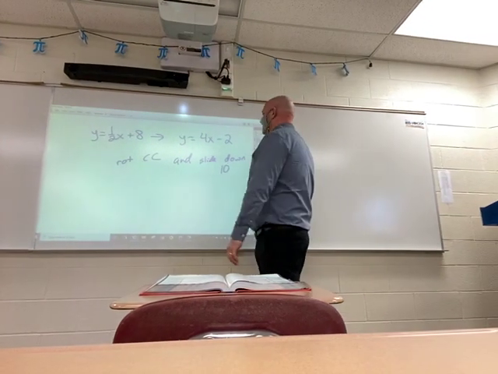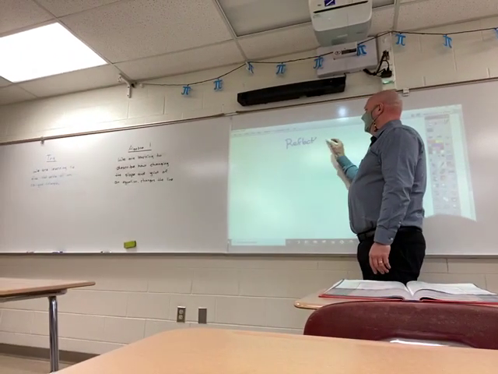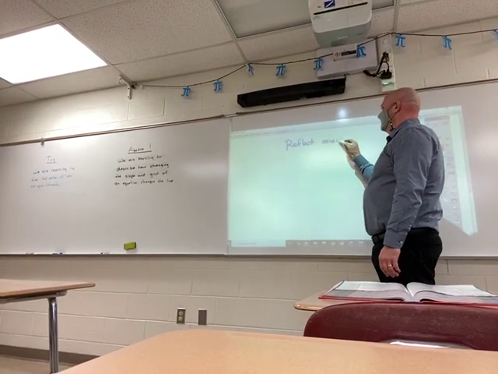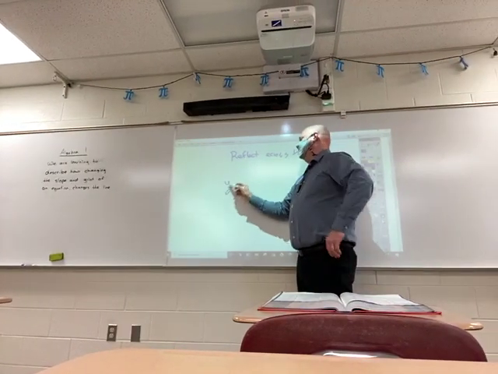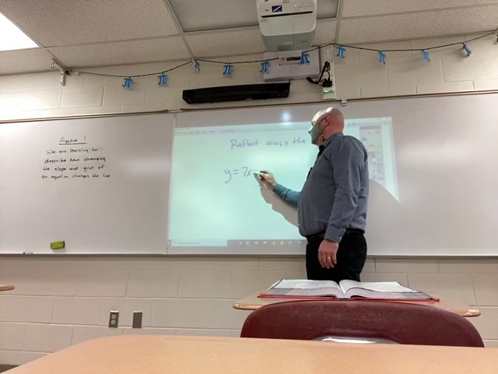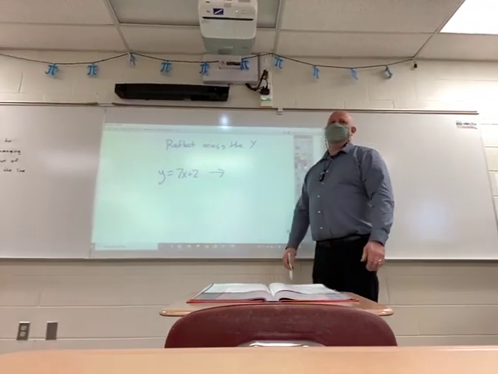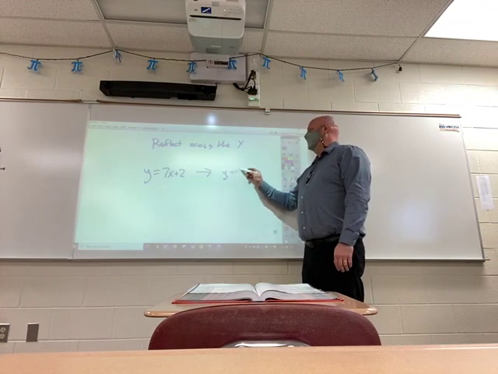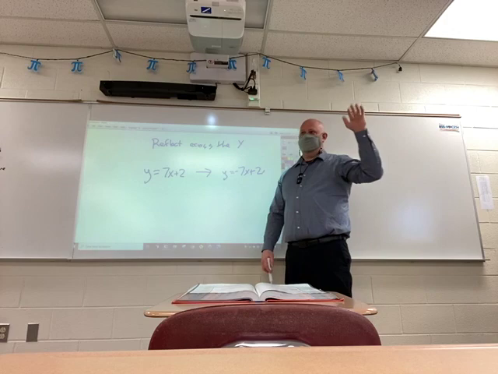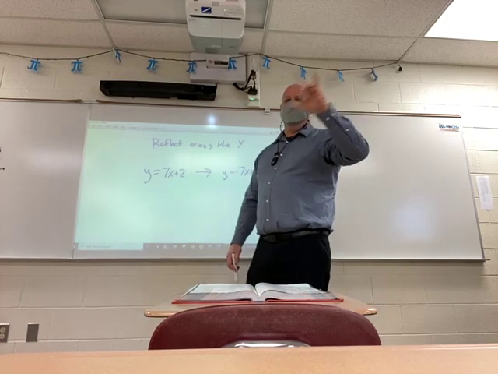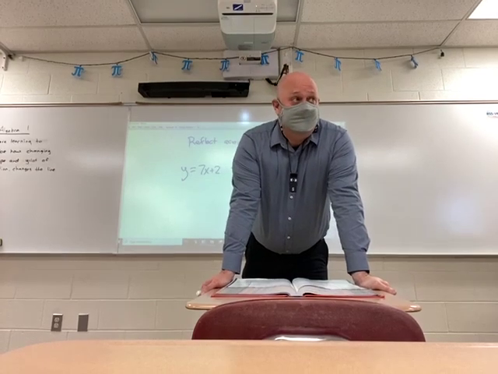And then there's also the reflections across the y. So if I give you y equals 7x plus 2, what's the equation that would be reflected across the y? Negative 7x plus 2. Yes? Just the slope becomes the opposite. If it's positive, it's negative, vice versa. That's your whole test, guys. Really is.